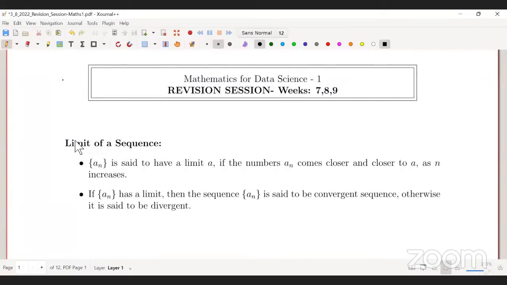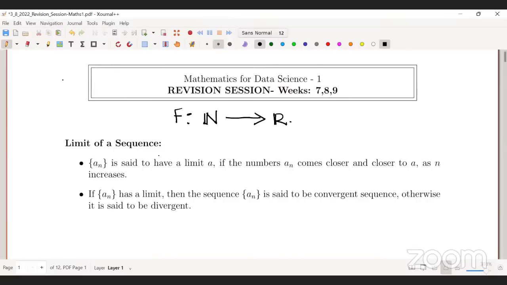So let's start with the definition of limit of a sequence. Before that, let me remind you that a sequence is basically a function from the set of natural numbers to R. So that is the definition of a sequence. Next, we come to the limit of a sequence.